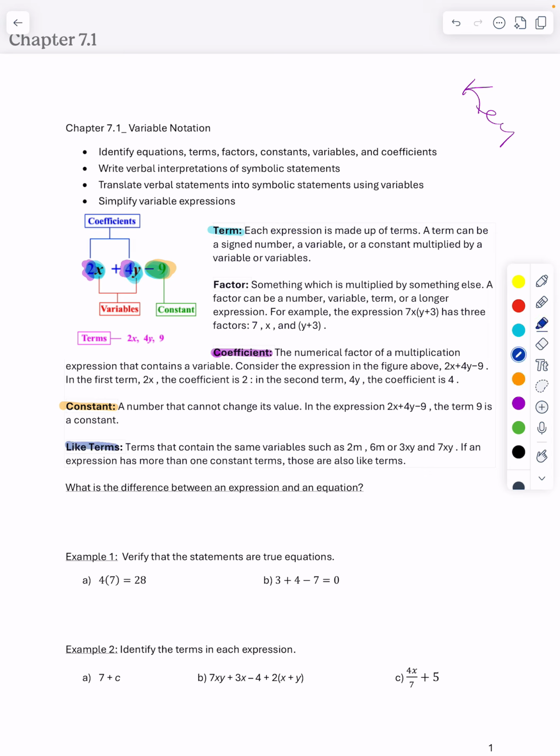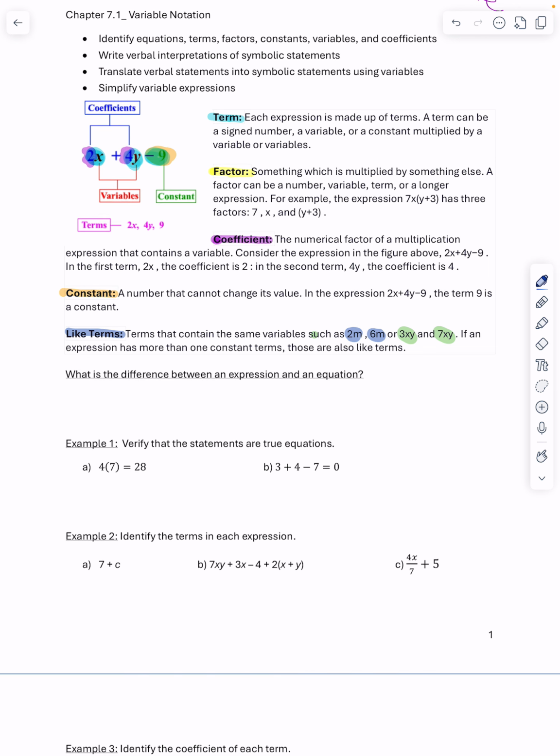So here are like terms. We've got an example, the 2m and the 6m. Those are like terms. As well, the 3xy and the 7xy. The number out front may be different, but the variable part is exactly the same. Last term here we need to consider is factor. A lot of times it's helpful to be able to break something into smaller pieces. It makes it easier to work with.